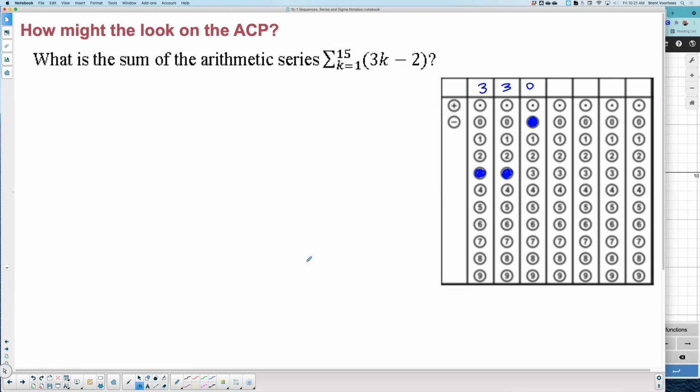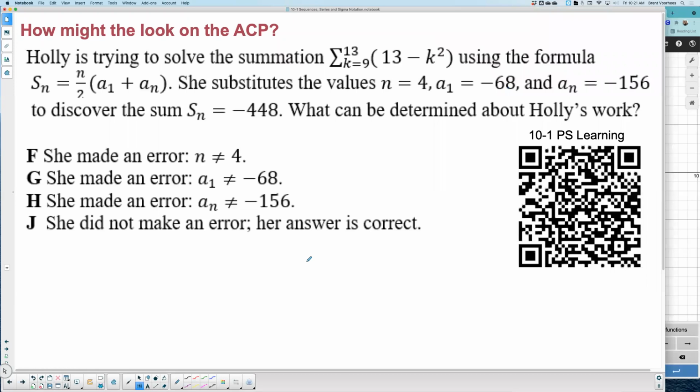And now, finally, the last one. I want you to think on this one for a little bit. It says here, Holly is trying to solve a summation given here using this formula. She substitutes the values n equals 4, a1 equals -68, and an equals -56. This formula is on the formula chart, by the way. To discover this sum, what can be determined about Holly's work? And there are these 4 options.